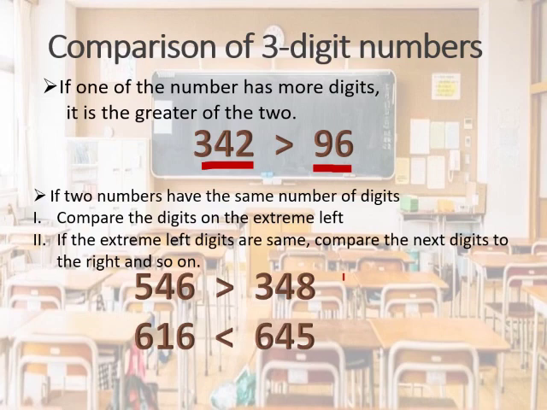In the next example, 616 on one side, 645 on the other side. 6 is in the hundreds place in both the numbers, but in the tens place, 1 is on one side and 4 is in the other number. So 1 is less than 4, so 616 is less than 645.